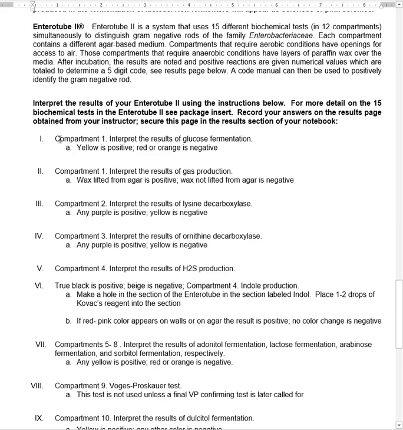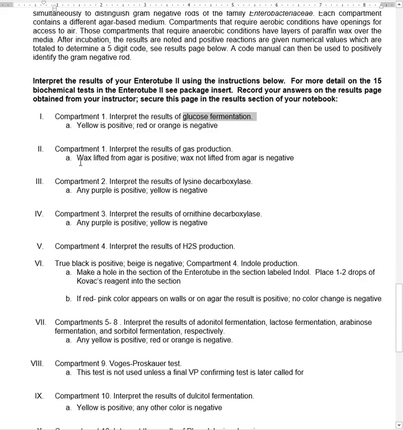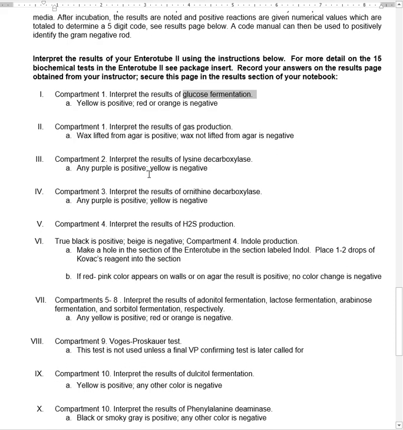You go by compartments. First compartment is glucose fermentation, just the same as the tube. Yellow is positive, red or orange is negative. Again, yellow and red, sometimes whether it's positive or negative depends on the test, so don't forget that. Interpret the results of gas. If the wax on the agar has been lifted up away from the agar, then it's positive. If it's not lifted, if it's still in contact, it's negative. And sometimes it's very subtle.